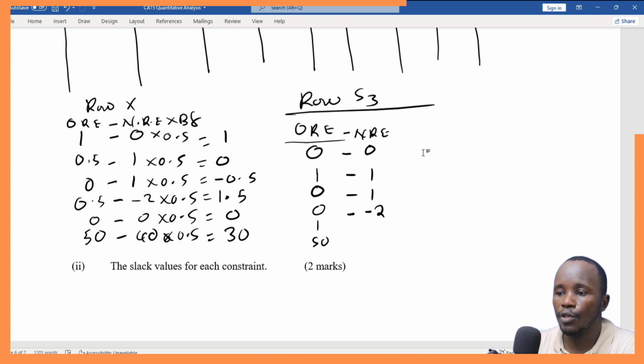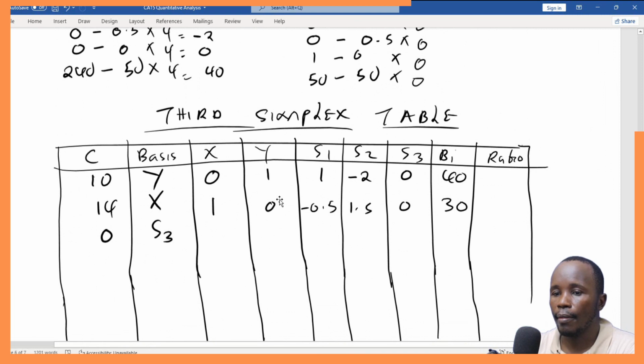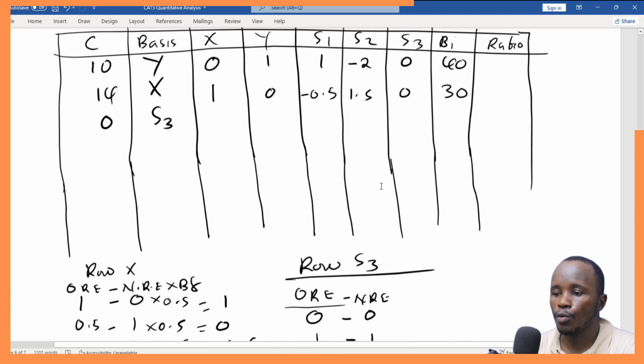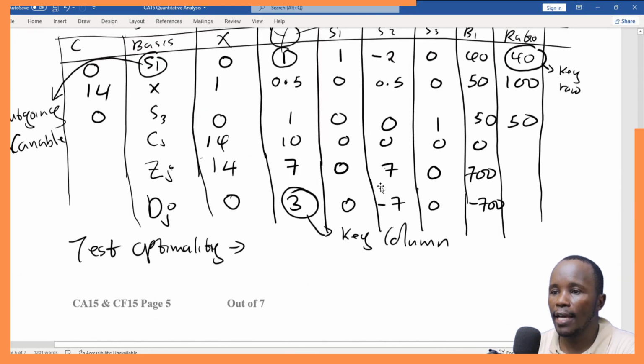This is minus negative 2. This is minus 0, minus 40. I hope this one was obtained from here. This one was obtained from here. Yeah, this was obtained from here. Then we look at the balancing figure.